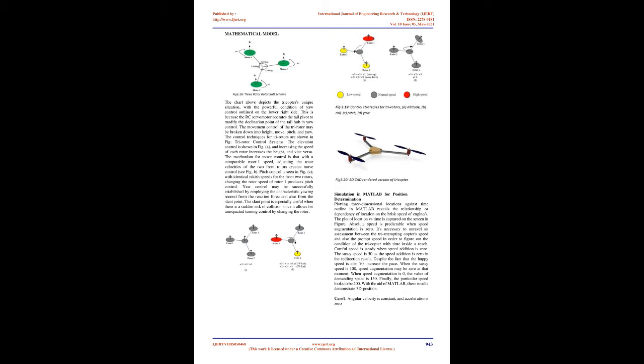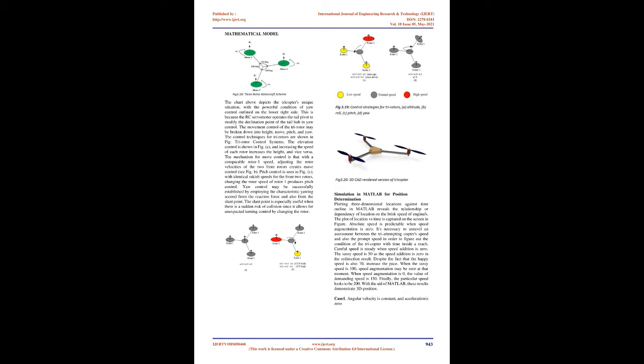Simulation in Matlab for position determination. Plotting 3-dimensional locations against time in Matlab reveals the relationship or dependency of location on the angular speed of the engines. The plot of location vs time is captured on the screen in figure. Absolute speed is constant when speed augmentation is 0. It's necessary to make a comparison between the tricopter's speed and also the instantaneous speed in order to figure out the condition of the tricopter with time inside a range. Absolute speed is steady when speed addition is 0.